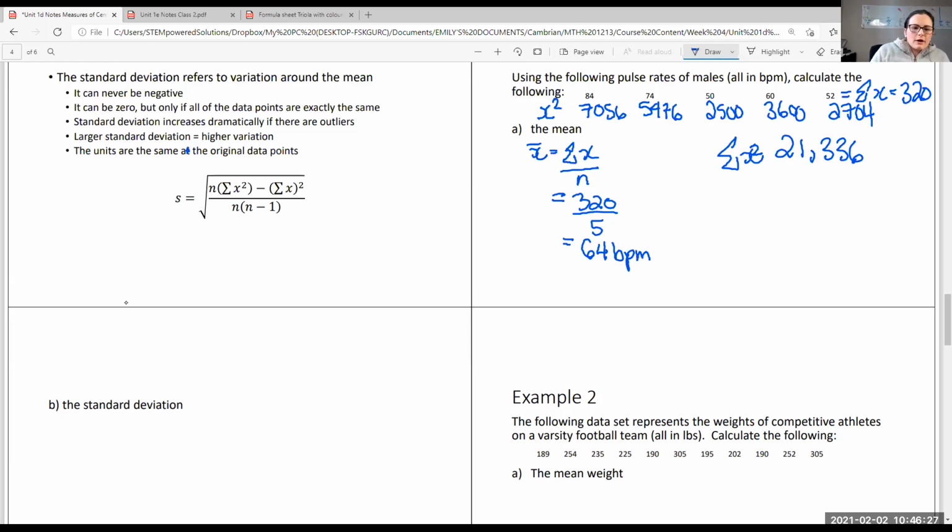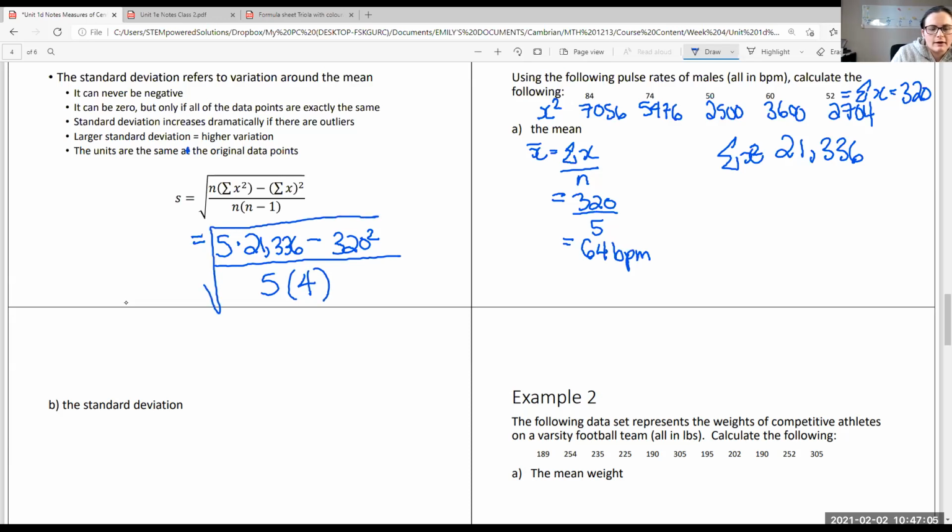So let's bring that all into our equation. n is the number of x's: 1, 2, 3, 4, 5. We have 5 pulse rates. So that's 5 times 21,336, subtract 320, squared. And then we divide by n, which is 5, multiplied by n minus 1, which is 4. Then we find the square root of whatever that is equal to.